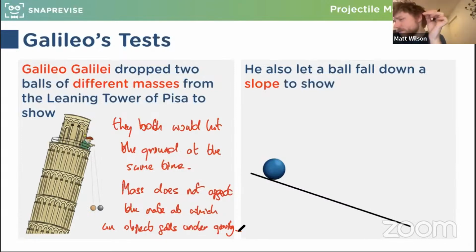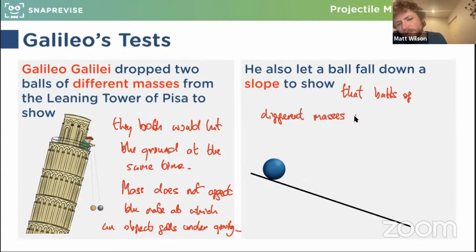On the other hand, we can slow this whole thing down if we just make things roll along slopes instead. So you could imagine letting a ball fall down a slope or roll down a slope instead. And again, this would show that balls of different masses reach the bottom at the same time.